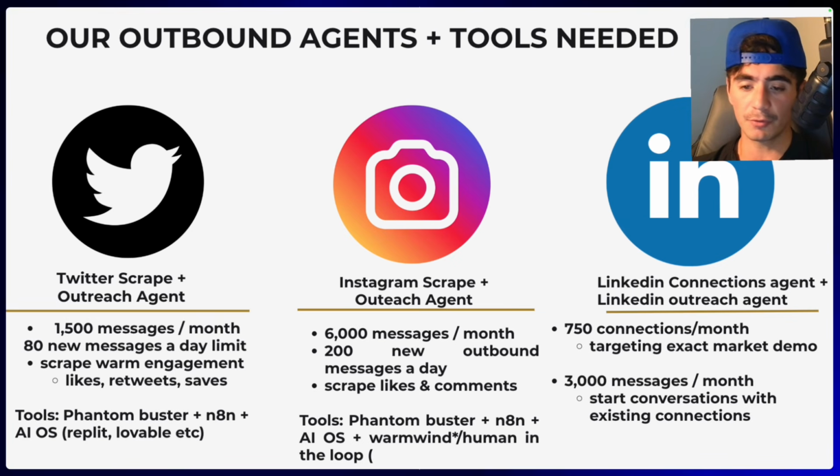So with Twitter, you can go from anywhere like from 50 to 80 messages a day outbound. So that ranges from 1,500 to 2,400 messages a month. And what we're doing is we're scraping the warm engagements from our likes, our retweets, our saves. Because these are people that already know we exist, are already aware of our offer. And so sending them a DM has an increased likelihood of them closing.